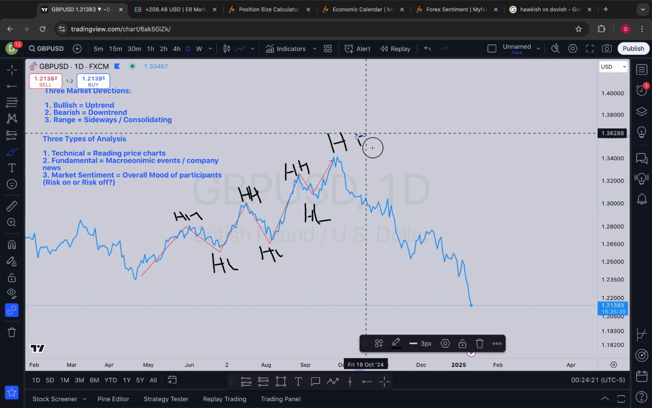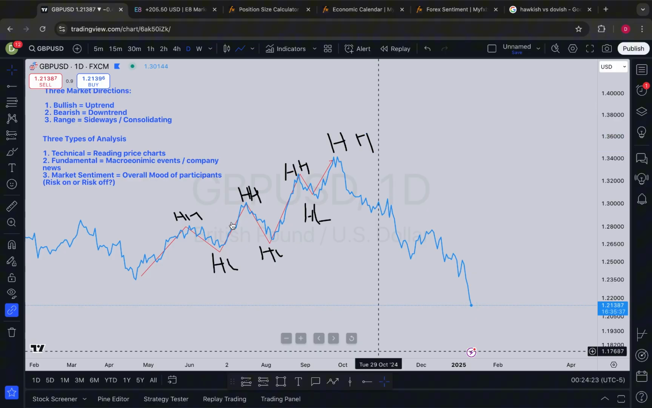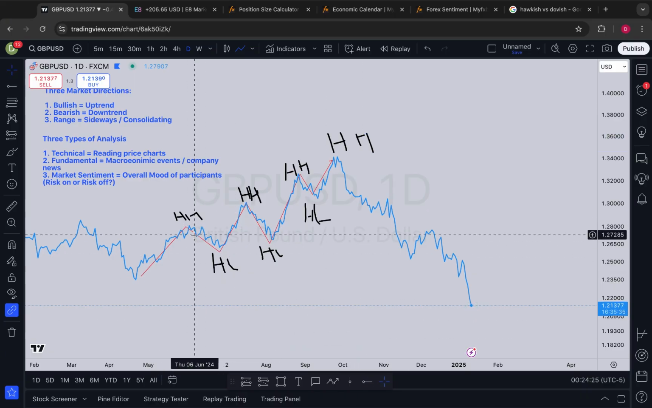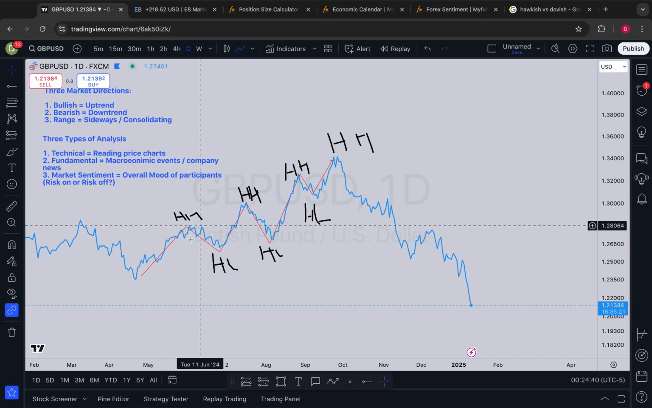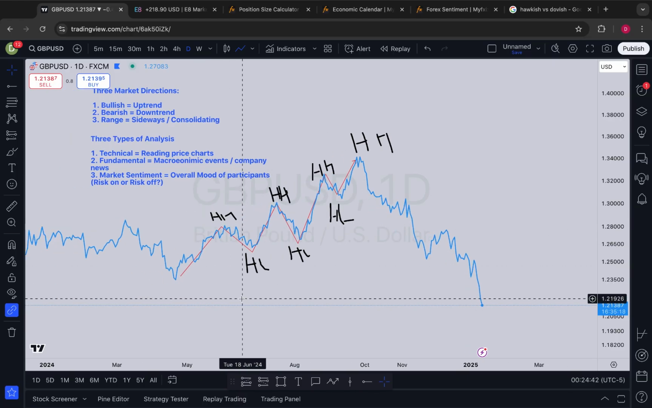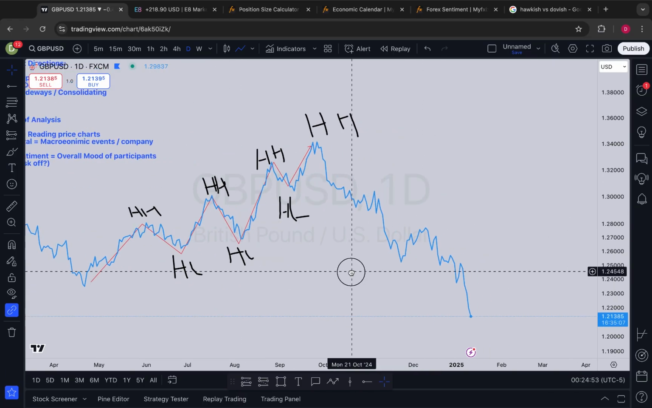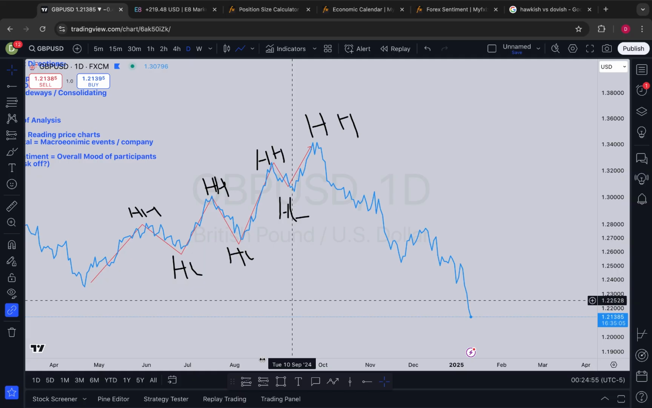So you get the gist here. Higher highs and higher lows consist of an uptrend. The market has to be creating higher highs and higher lows in order to be in an uptrend. It must be making higher highs and higher lows. It cannot be doing lower highs, lower lows. It has to be an uptrend. Now, a downtrend would be just the exact opposite of that.